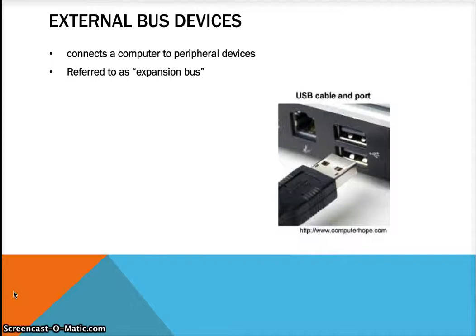An external bus connects the computer to peripheral devices. The external bus, or expansion bus, is made up of the electronic pathways that connect different external devices, such as printers, to the computer. You have probably heard of a USB. This is an example of an external bus.